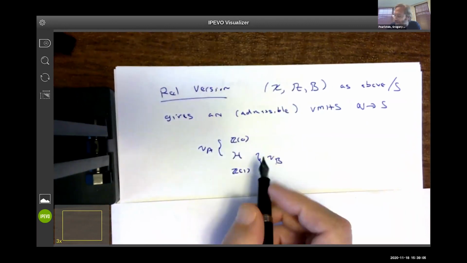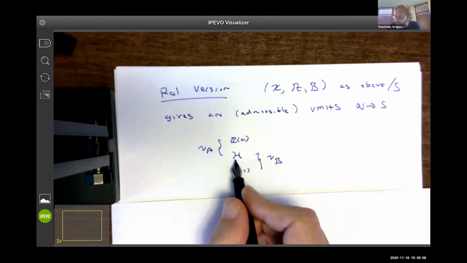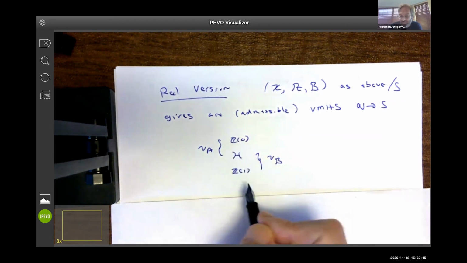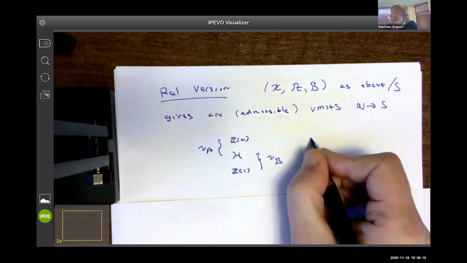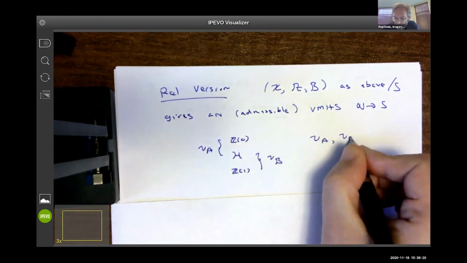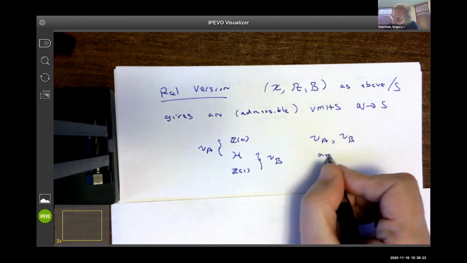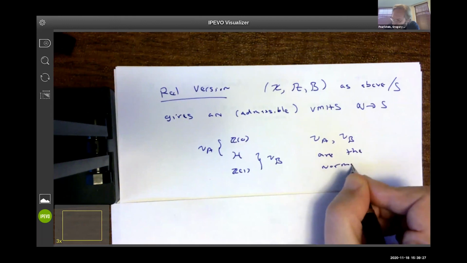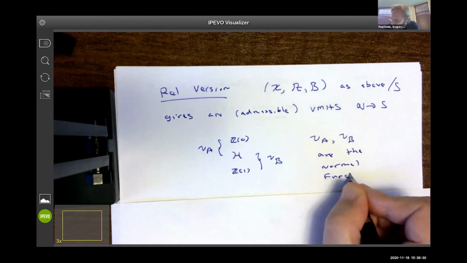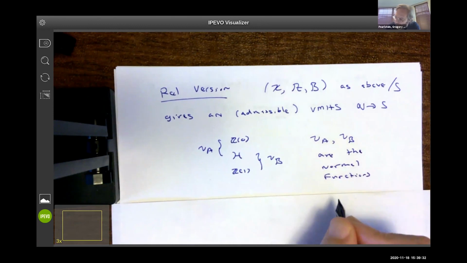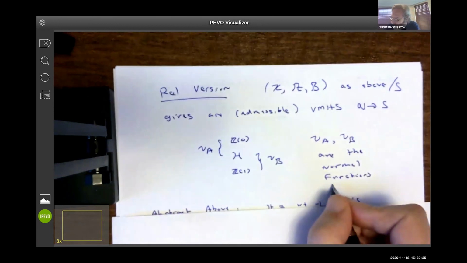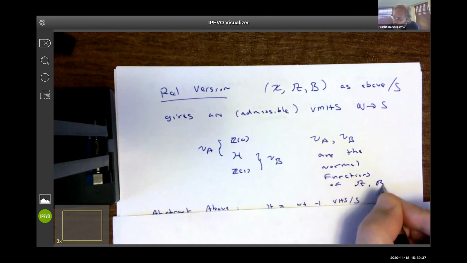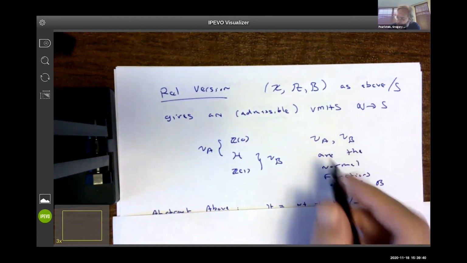Okay, so H is the cohomology of X in degree 2D plus 1, shifted down to have weight minus 1. These are the two pieces before, and then these nu A and nu B are the normal functions of script A and script B. Okay, maybe this one's really the dual of a normal function.